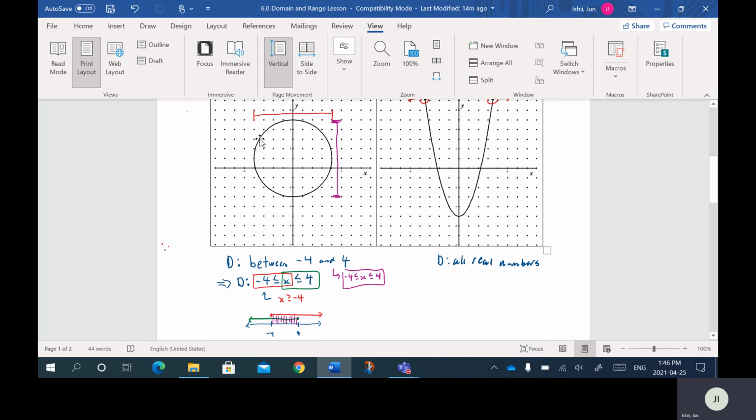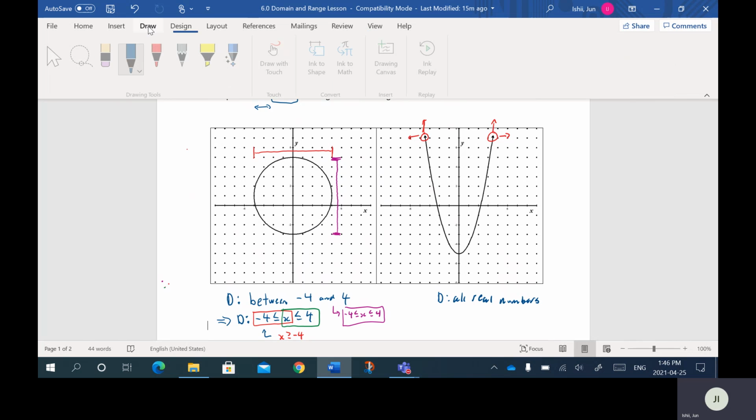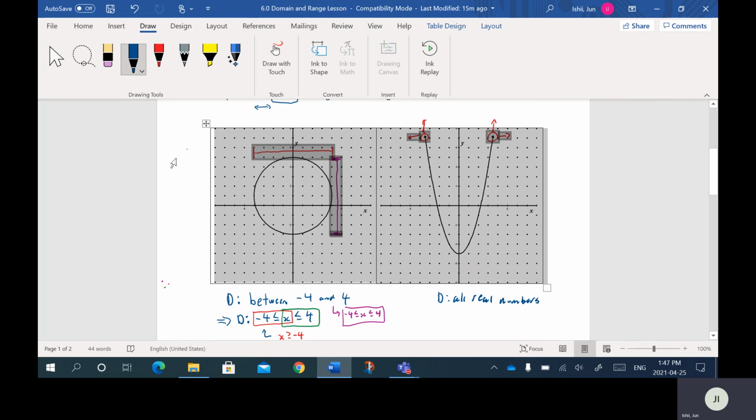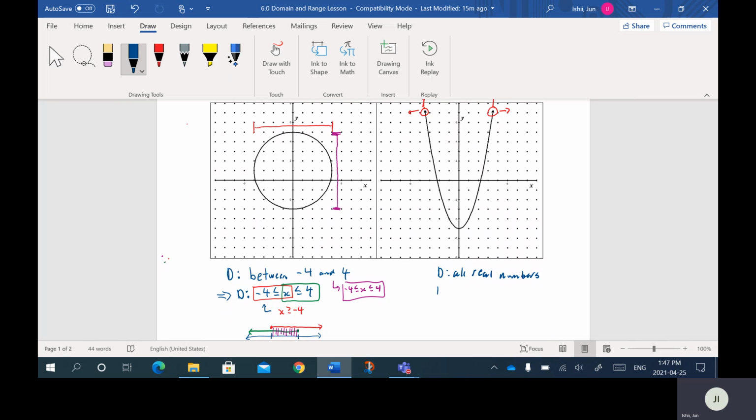Now for the range, let's take a look at the range here. So if I ran a scanner up and down, notice that this probably goes down and then comes back up. So there's no function down here. So it just starts here at -5, and then it's going to go up forever. Okay, so the range in this case would be y is greater than or equal to this value here, which looks like it's at -5.